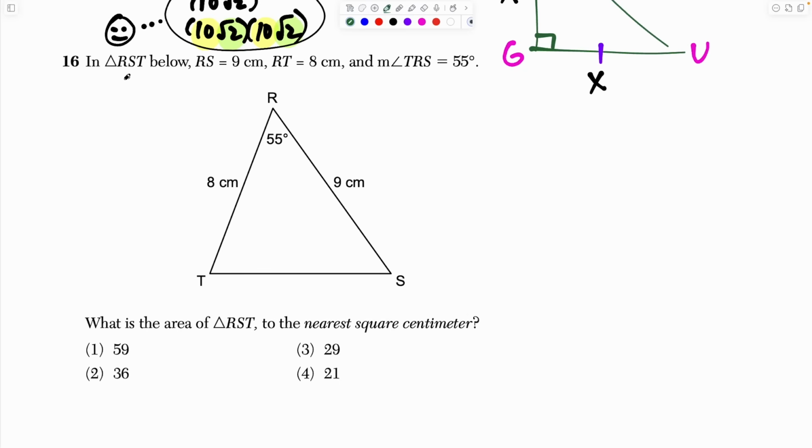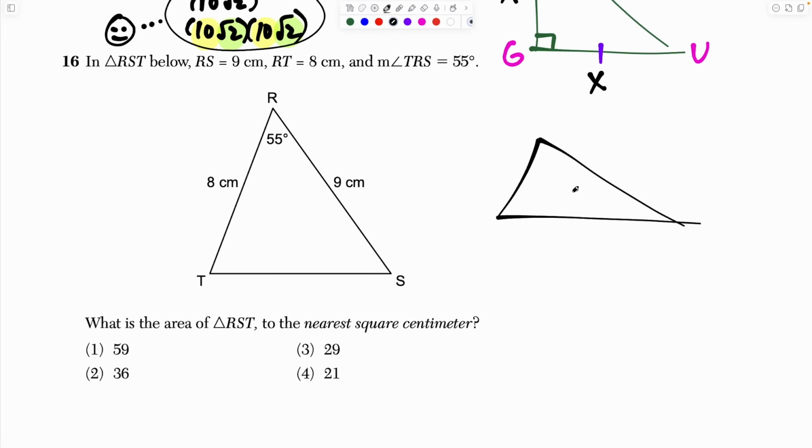Question 16, in triangle RST below, RS equals 9 centimeters, RT equals 8 centimeters, and the measure of angle TRS equals 55 degrees. And we want to know what is the area of triangle RST to the nearest square centimeter. So for this question here, we have to know this formula.